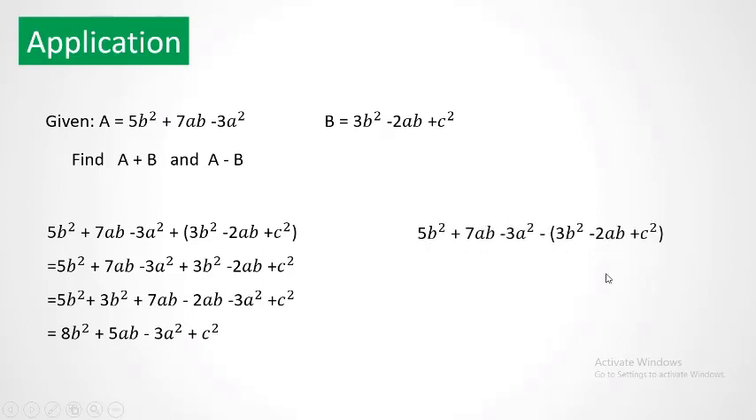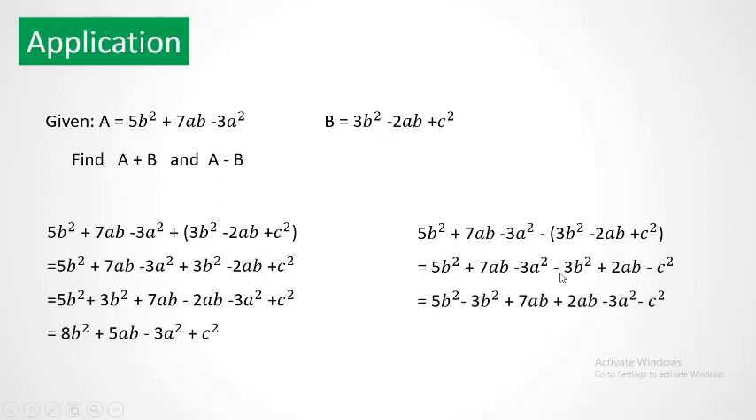A minus B. Remove the parentheses. Here we have a negative sign, so we should take the opposite of the terms inside the parentheses: minus 3b squared, plus 2ab, minus c squared. Then arrange the similar terms: b squared, ab, ab, a squared, and c squared. Finally, reduce the similar terms. 5 minus 3 is 2b squared. 7 plus 2 is 9ab, minus 3a squared, minus c squared.